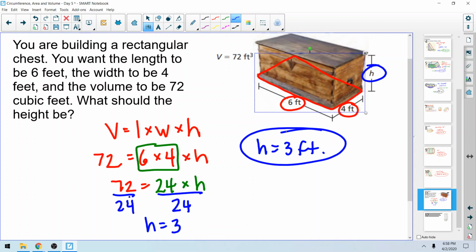Now, if we want to check that answer, area of the base, 6 times 4, times height, which I'm hoping is 3. So 6 times 4 times 3 is 72. So that works out.